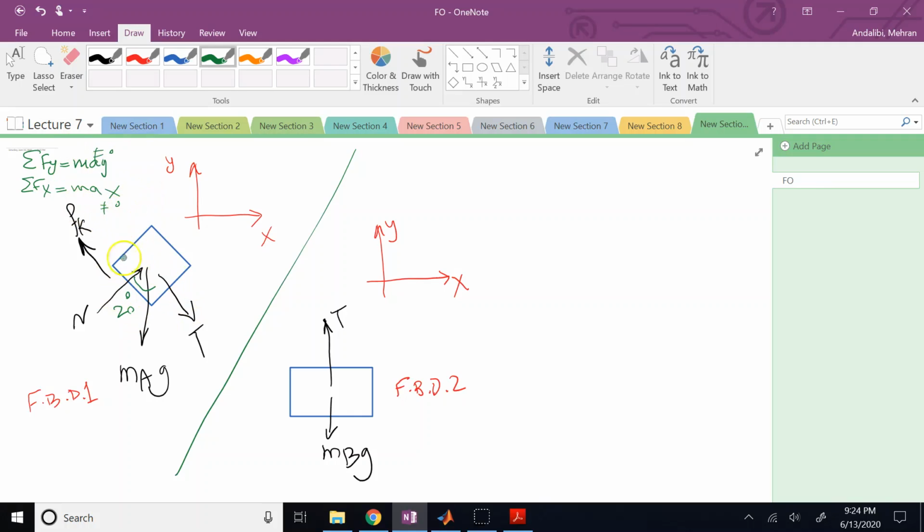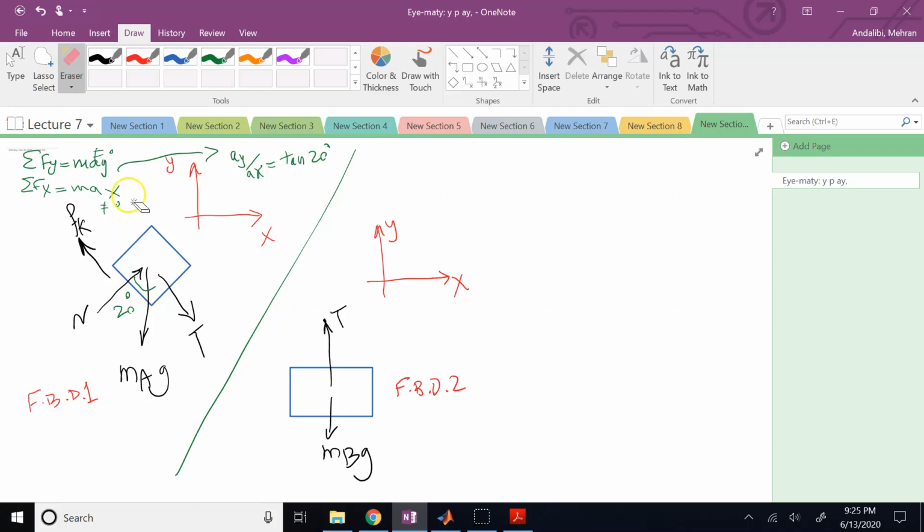They are related to each other, okay? They are related to each other. I can say AY over AX is tangent of 20 degrees. Fine, but I still have to decompose T, N, and Fk with their sine and cosine components along x and y. So it makes it a little harder to solve.